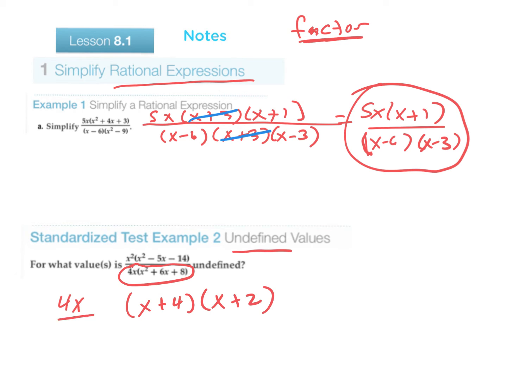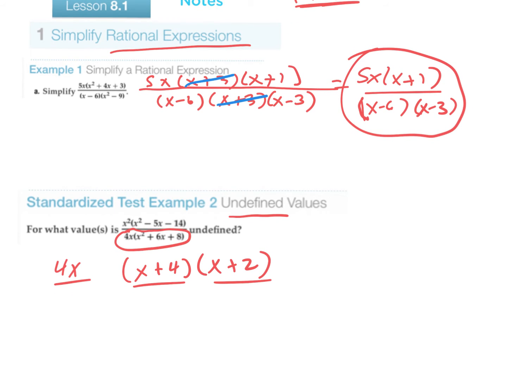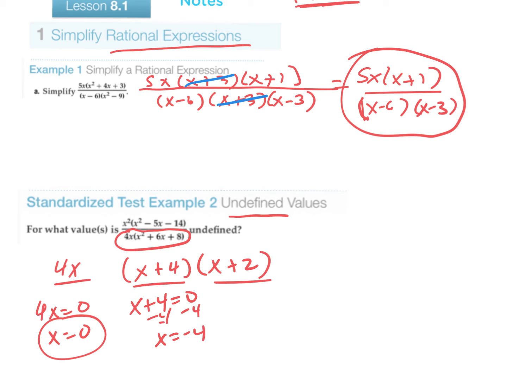So we have 3 factors, and what we have to do is set those equal to 0, and whatever we get are our 3 terms that make it undefined. So if I put a 0 in for x, that makes everything on the bottom 0, which can't happen. So if I make 4x equals 0 and solve, x equals 0, there's my first number that makes it undefined. If I go x plus 4 equals 0 and subtract 4 from both sides, I get x equals negative 4. So that can't work. And then our last one, x plus 2 equals 0, I subtract 2 on both sides, I get negative 2.